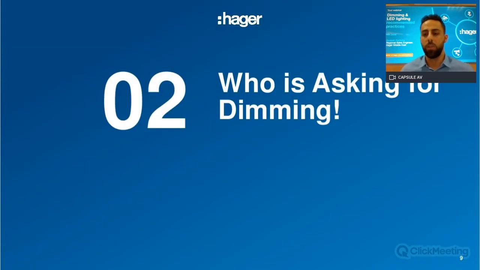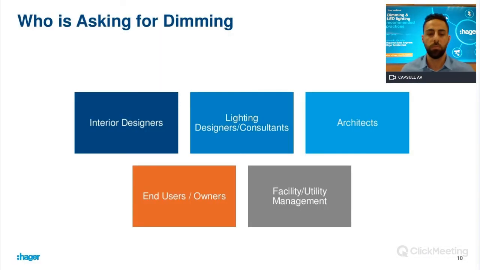Who is asking for dimming? So it's everybody in the project. We can receive the question from anybody. We start from the interior designers, the lighting designers and consultants, architects, end users and owners, and facility and utility management.